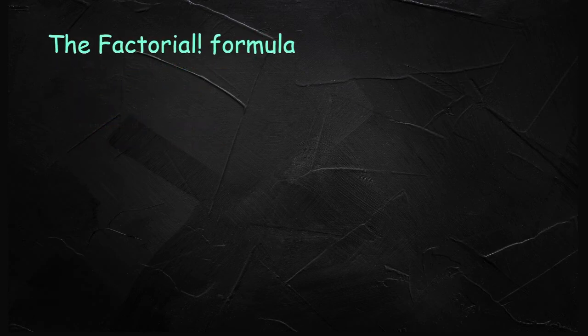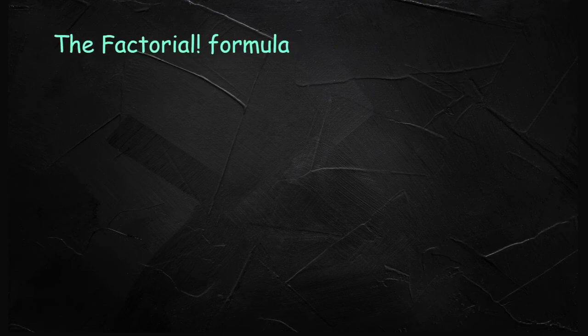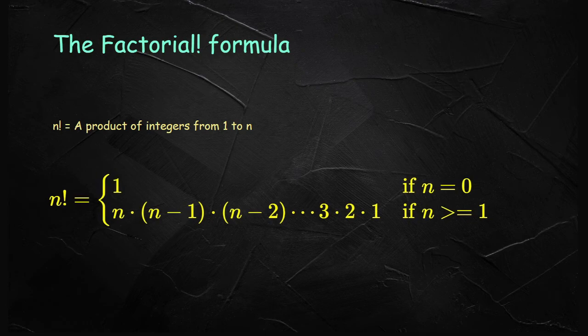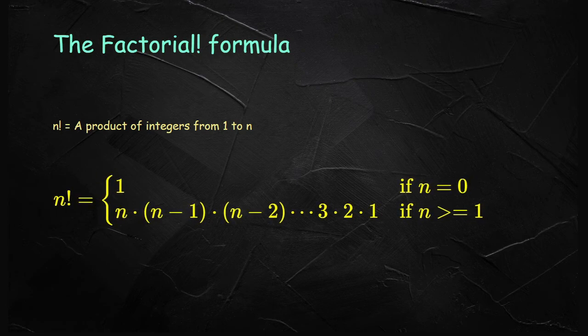This video will explain recursion using the example of computing the value of factorial function. The factorial of a positive integer n, denoted by n exclamation mark, usually called n factorial in computing, is defined as the product of integers from 1 to n. If n is equal to 0, then n factorial is defined as 1 by convention.